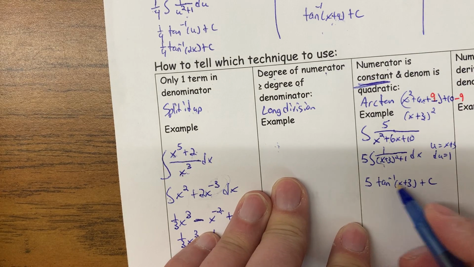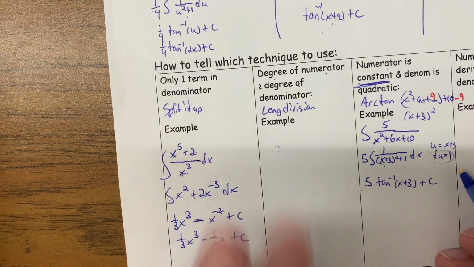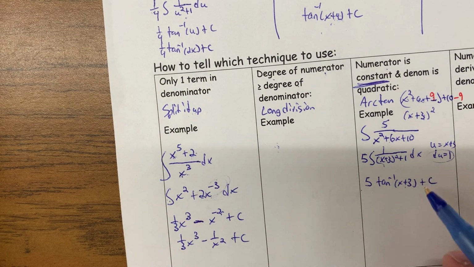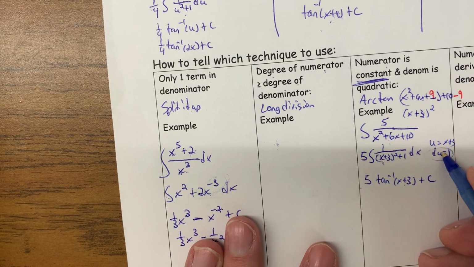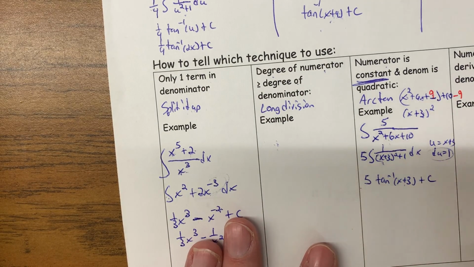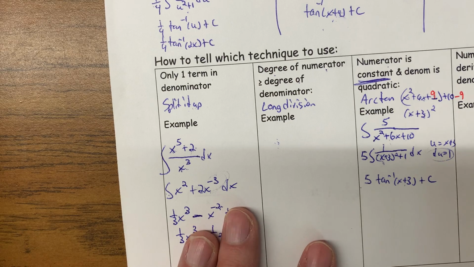Because the derivative of x plus 3 is just 1, so you don't have to divide by the u or anything. You can just see that this is like 1 over u squared plus 1. Or you could do, I mean, if you said u equals x plus 3 and did 1 over u squared plus 1 and substituted back, it'll get you the right answer also.